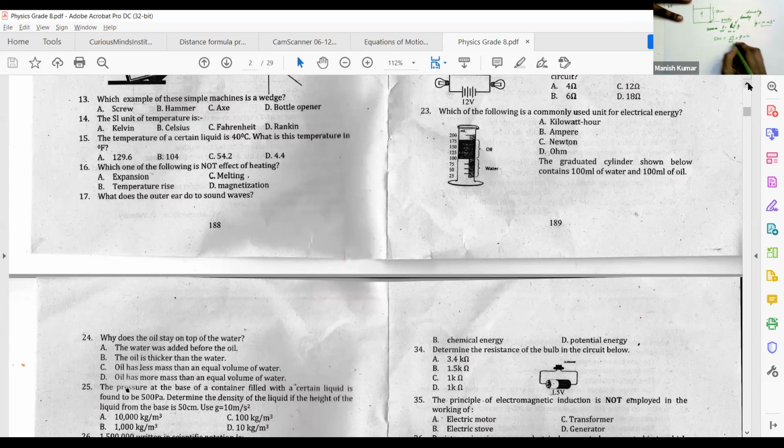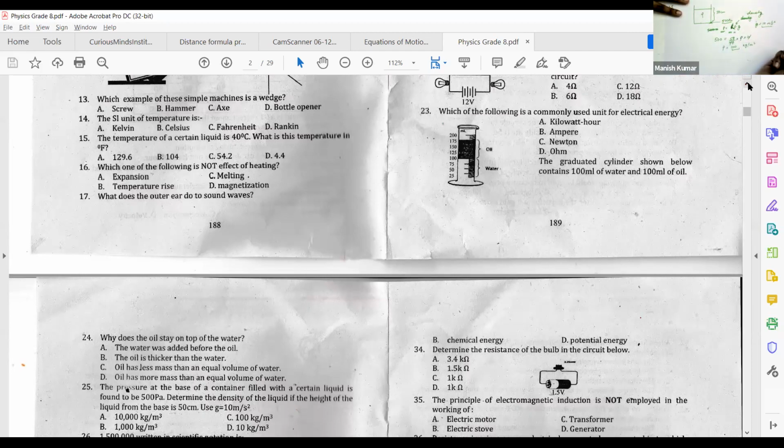So if I do this, I can say rho is what? 100. Okay. So the density is 100 in SI unit. So SI unit of density is what? Kg per meter cube. So the answer is C. Correct answer is C.